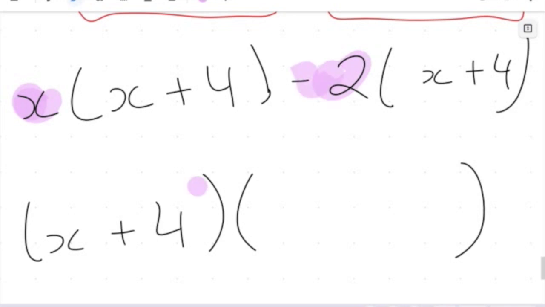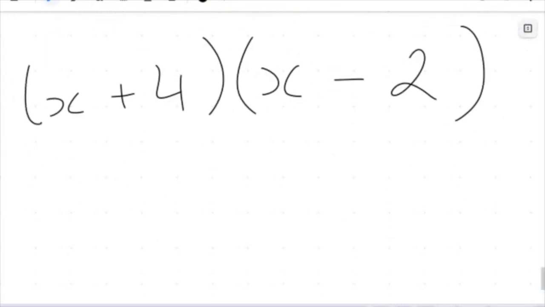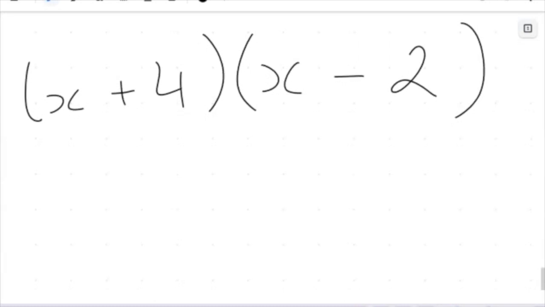So I'm figuring out how many times x plus 4 goes into x outside of x plus 4. It goes into it x times, and for this other one, it goes into it negative 2 times. And that is my factorized form of my quadratic trinomial. So you can have a go at just re-expanding this one if you'd like to practice, but that is the factorized form. Now let's try one more question.